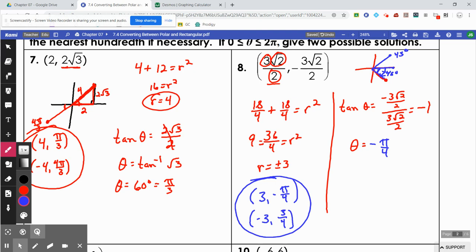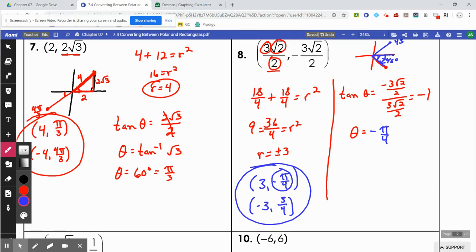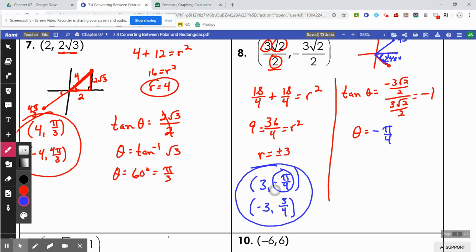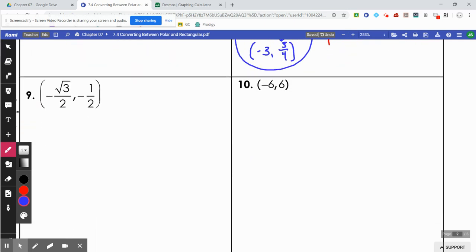Now, one thing I did notice, I forgot this, they want an angle between 0 and 2 pi, so you can add a rotation to this, and that would bring you up to, let me zoom in just a bit, that would be a +7π/4 if you did do that. And then again, same thing, you can subtract 4π/4, get the exact same answer.